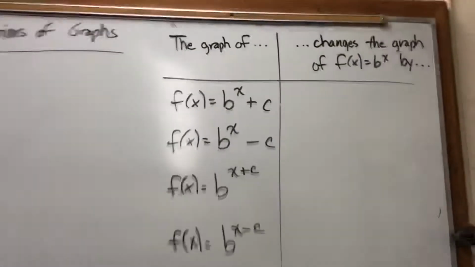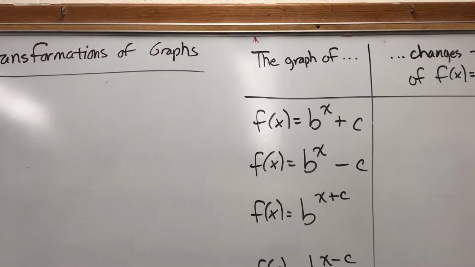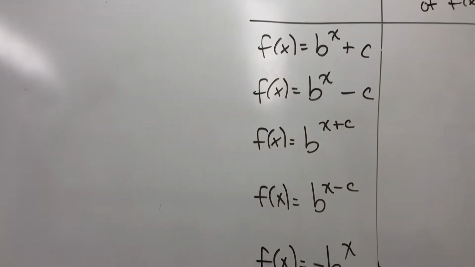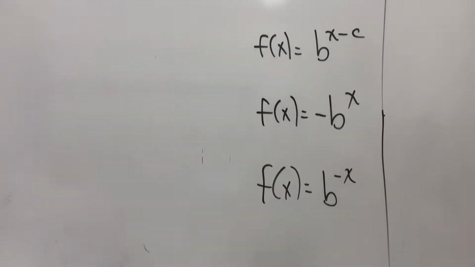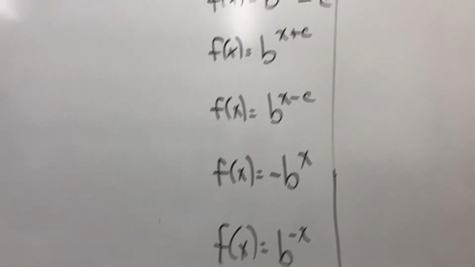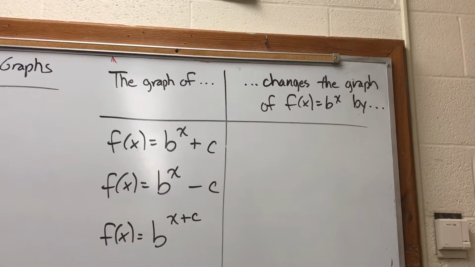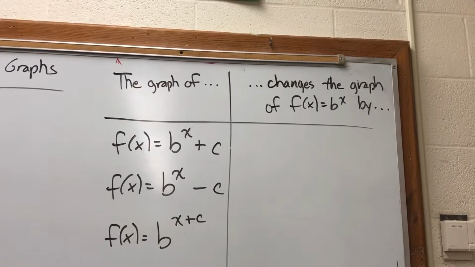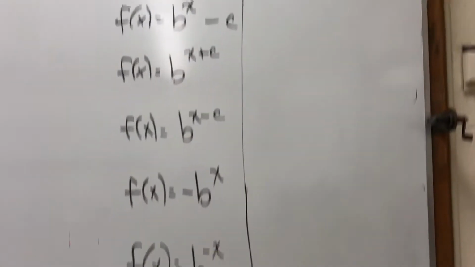Okay, so let's talk about what we're going to do. So I've got a table set up here, and in the left column, we're going to talk about the graph of an exponential function with an extra value added or subtracted somewhere, or an extra negative inserted in the function. And on the right column, we're going to categorize the change it has on the graph of the function without that number. So as we discover them, we'll write the results in red.